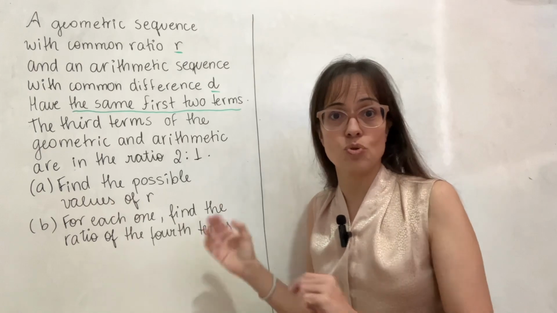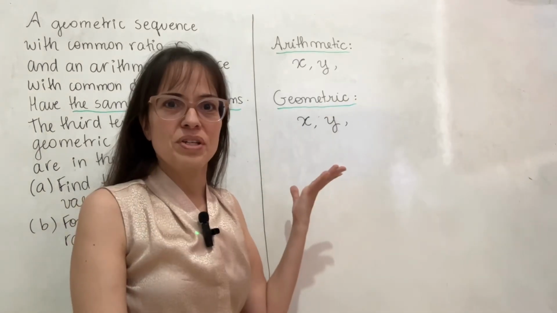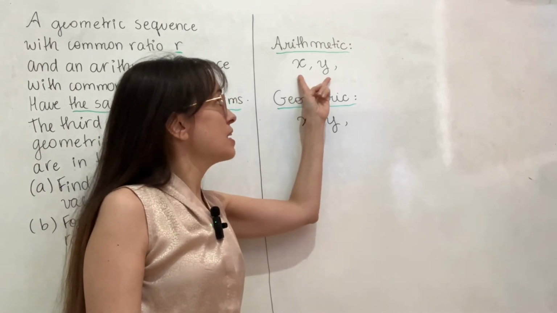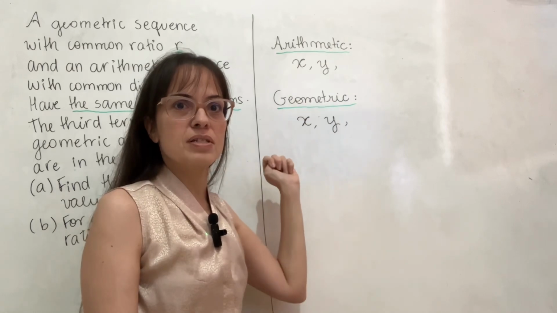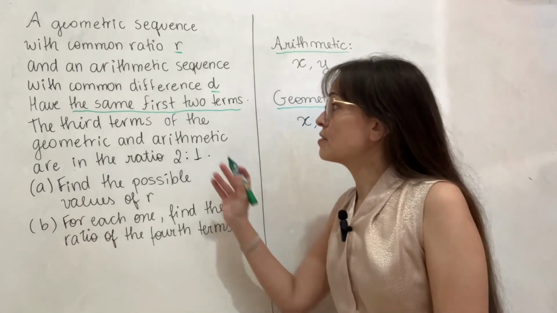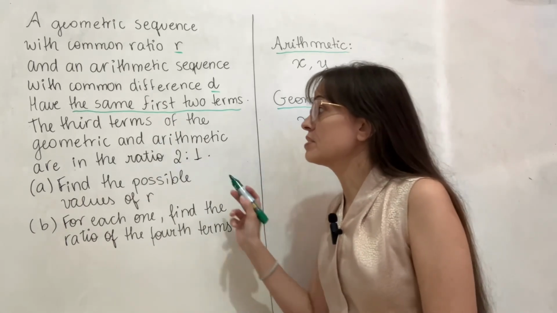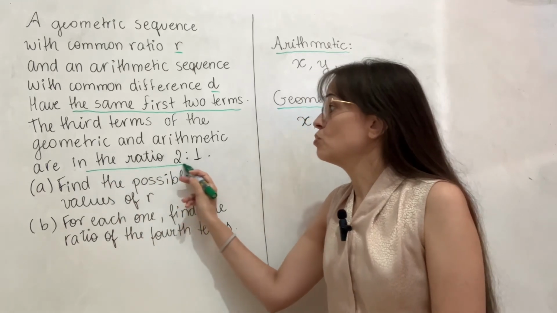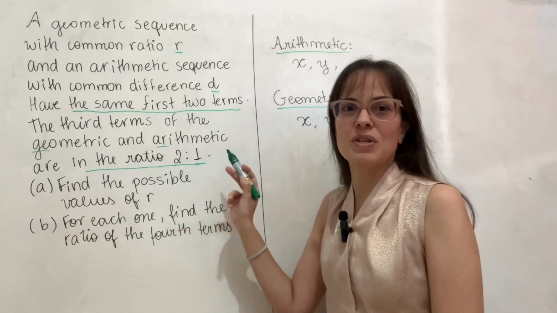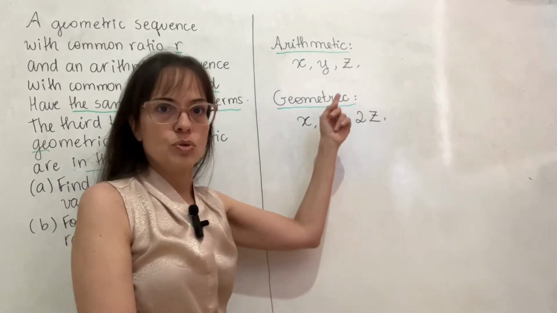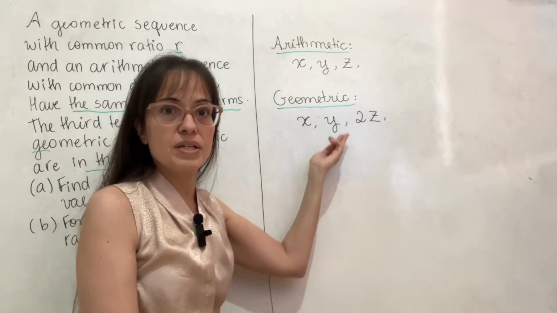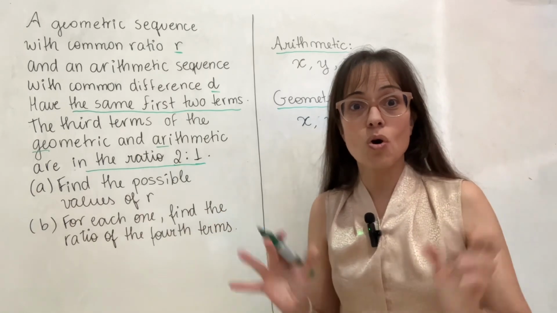We can begin trying to set up our sequences. I don't know anything about these numbers, so I'm just calling them X and Y, but I do know that it's the same X and Y here in the beginning of the arithmetic sequence and the same X and Y here in the beginning of the geometric sequence. And then he says that the third terms of the geometric and arithmetic sequences are in the ratio 2 to 1. So it is the geometric and arithmetic 2 to 1, which means that the geometric is the bigger one. So I put a z there and a 2z here because the ratio is 2 to 1. So this one is twice as much as that one. And that's it. That's all of the information.